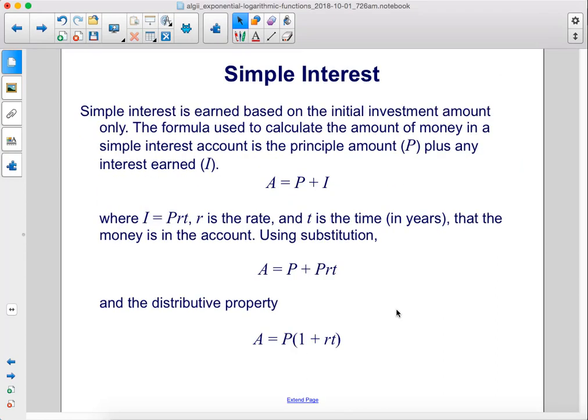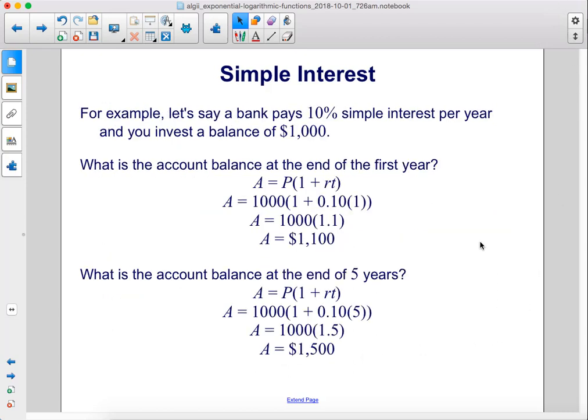Simple interest is earned based on the initial investment amount only. The formula used to calculate the amount of money in a simple interest account is the principal amount P plus any interest earned I, where I equals PRT, where R is the rate and T is the time in years that the money is in the account. Using substitution, we have A equals P plus PRT, and then the distributive property, we have A equals P times (1 plus RT).